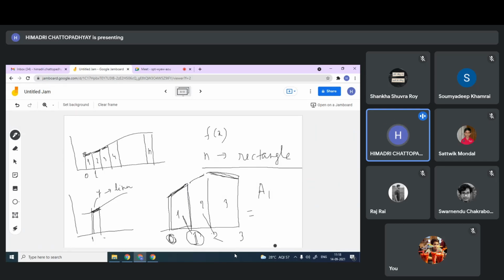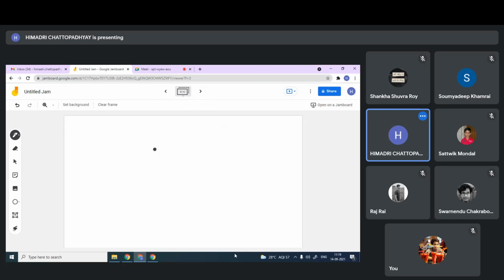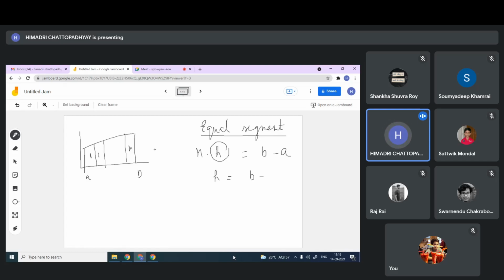So we are integrating from FA to FB. That means x starts from A and x ends at B. So x varies from A to B. The range of x is A to B. So what is a small division? This is A, this is B. So I am dividing into equal segments. You may take unequal segments, but then you have to derive the formula separately. So equal segments, 1, 2, like this, n. n into h is equal to b minus a, or h is equal to (b minus a) by n.